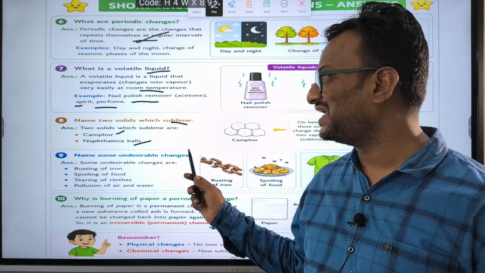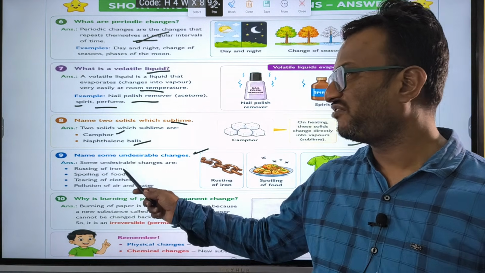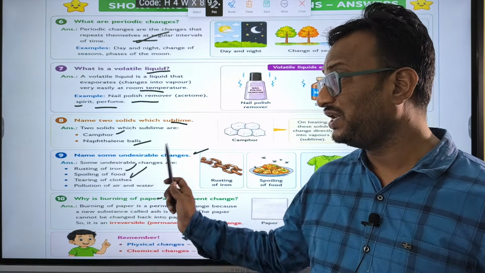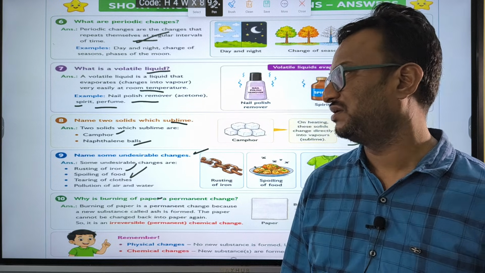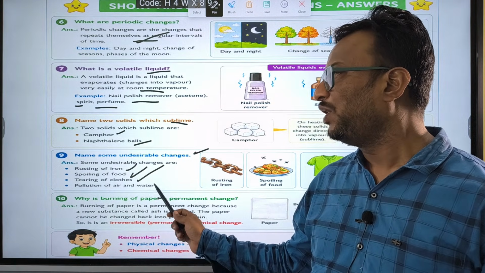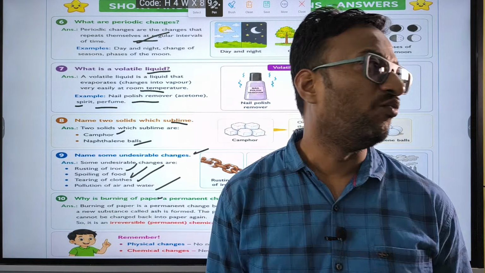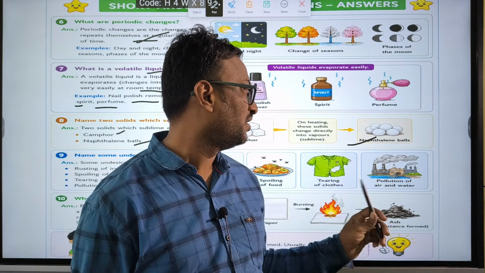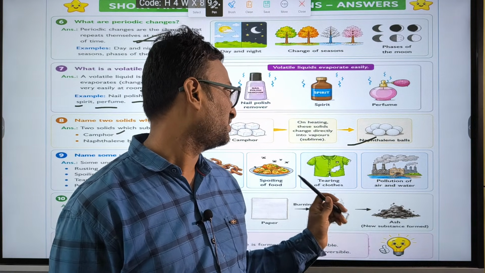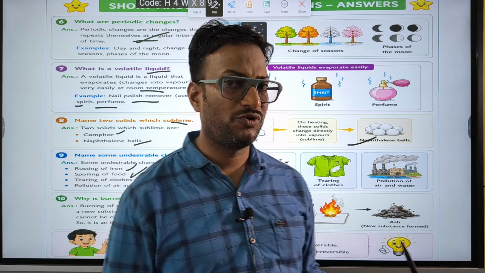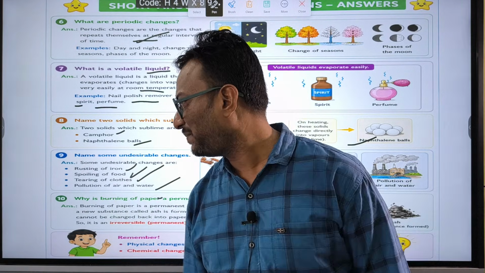Name some undesirable changes. Rusting of iron, spoiling of food, tearing of clothes, pollution of air and water through factories. Spoilage of food, these all come under undesirable changes.